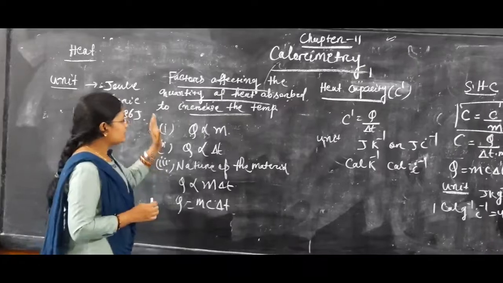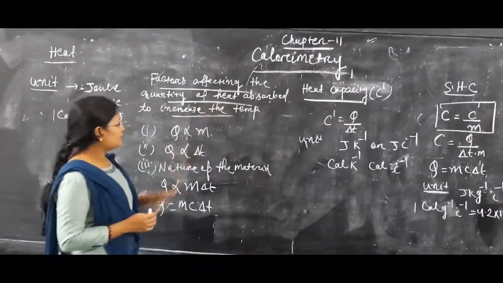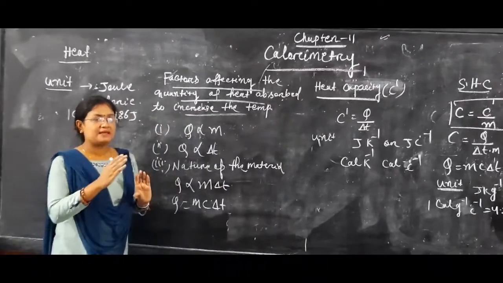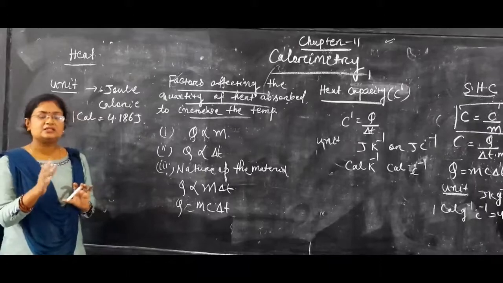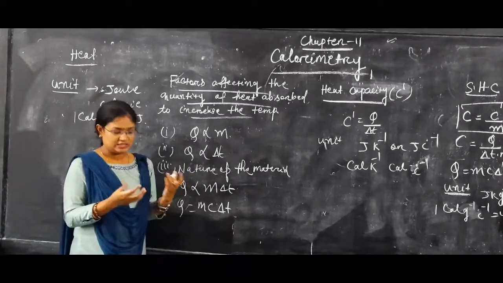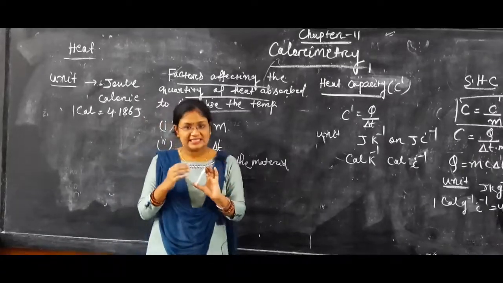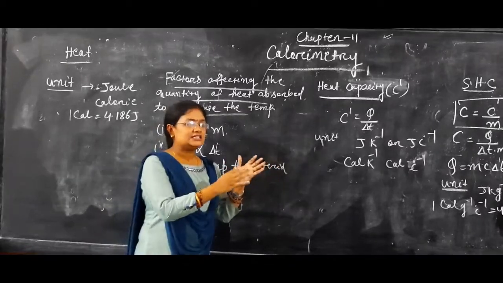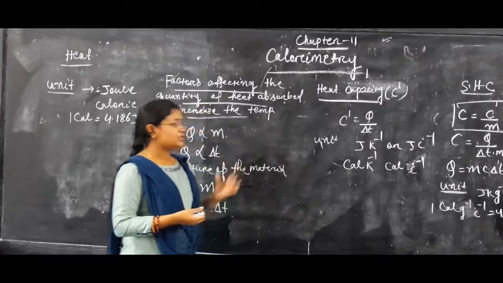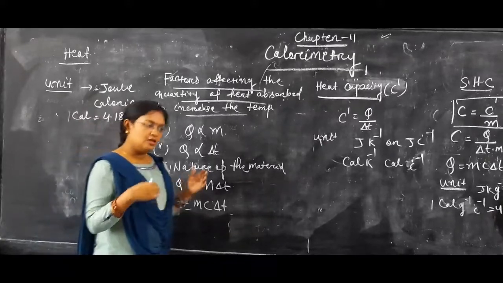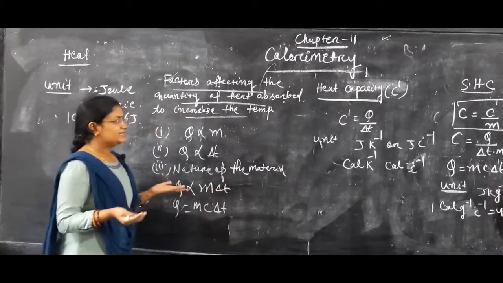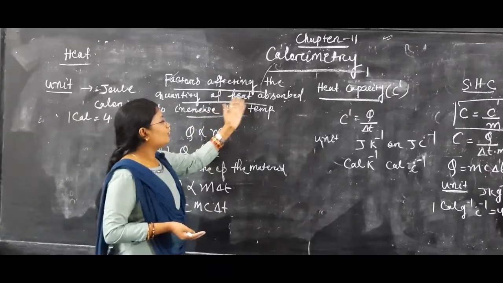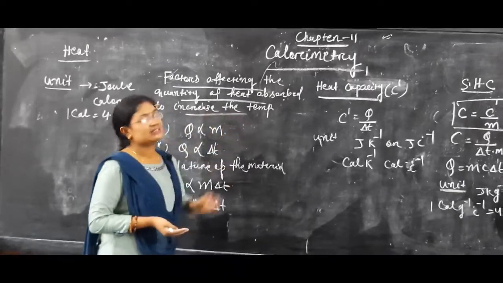Then, what are the factors affecting the quantity of heat absorbed to increase the temperature? You know temperature is the measurement of the degree of hotness and coldness of the body. Suppose one body has a temperature of 20 degrees Celsius and another has 30 degrees Celsius, that means the 30 degrees Celsius body has more heat. The unit of temperature is Celsius or Kelvin, and the SI unit is Kelvin. So what are the factors affecting the quantity of heat absorbed to increase the temperature?